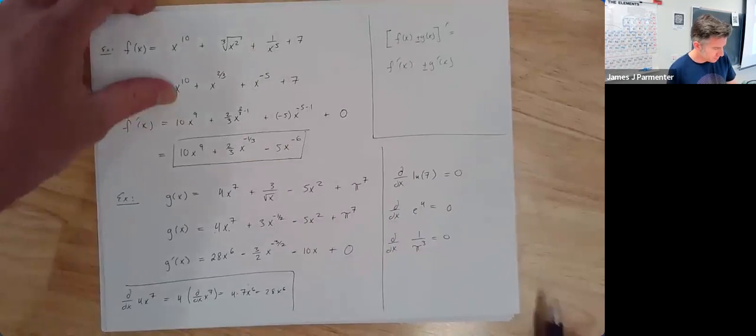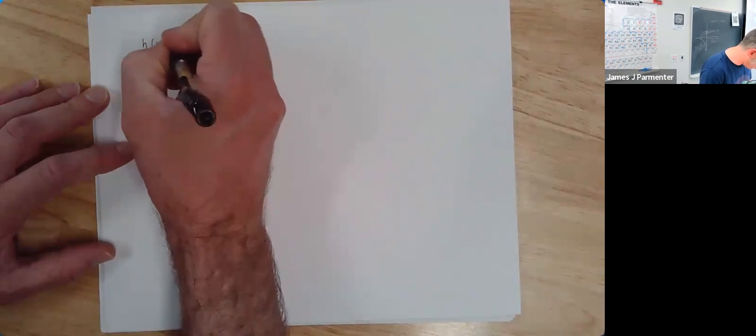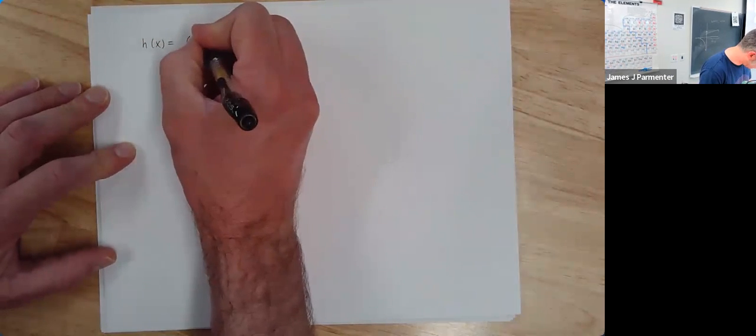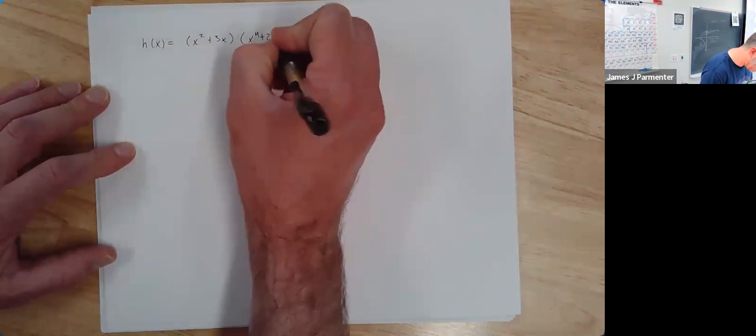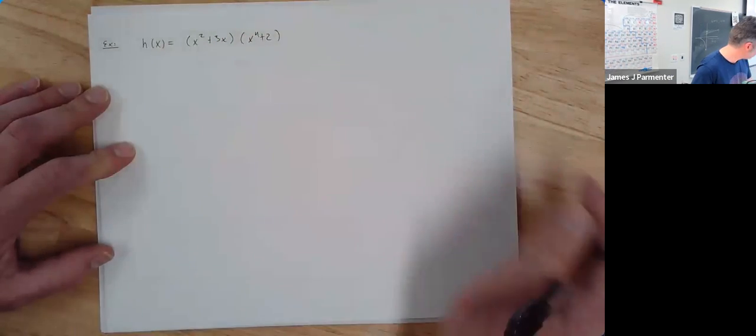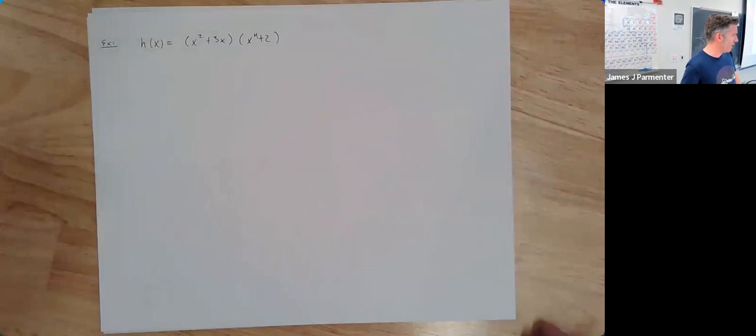Okay. Yeah, I got time. So let's say we have something like this. H of x equal to x squared plus 3x times x to the 4th plus 2. We don't get, well, she did mention the product rule in class, right? On Monday, I think. I feel like I saw the notes.